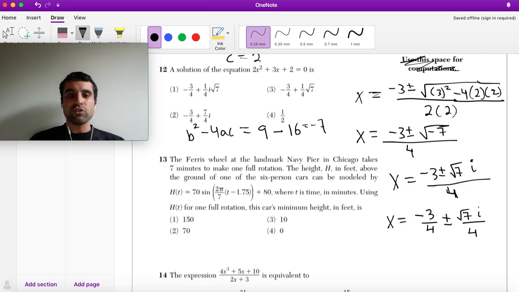Now if you look at these choices, choice 1 is a candidate. We got an i square root of 7. Choice 2 doesn't have the 7 in the square root, so that's out. Choice 3 doesn't have the i, so that's out. Choice 4 is clearly out, so by elimination we have choice 1.